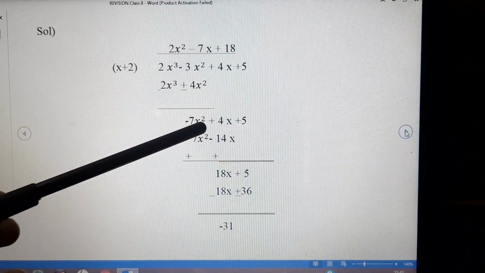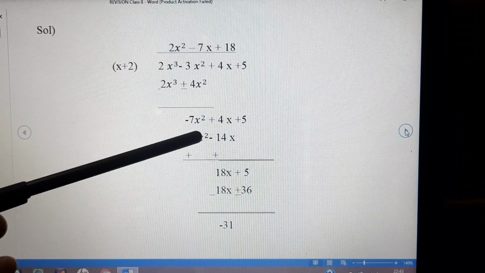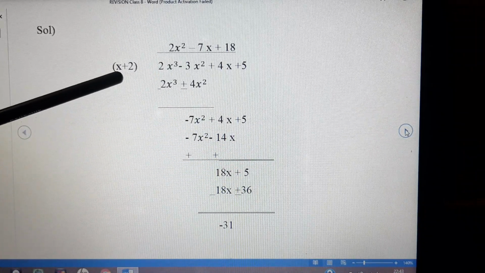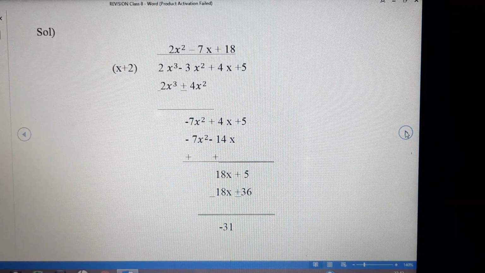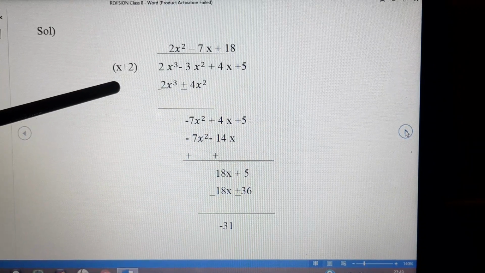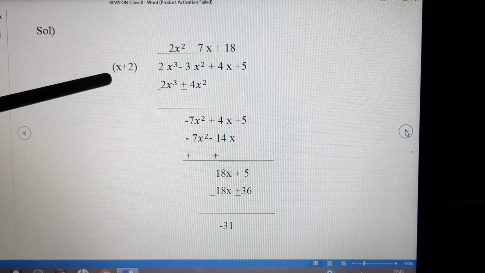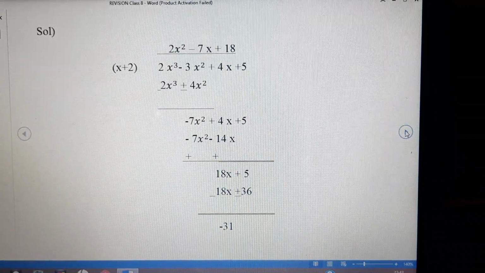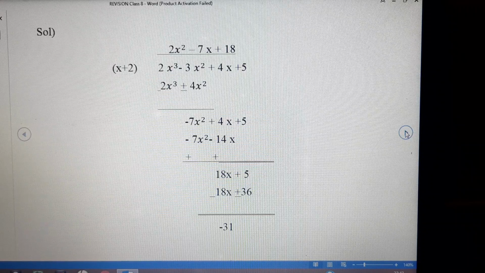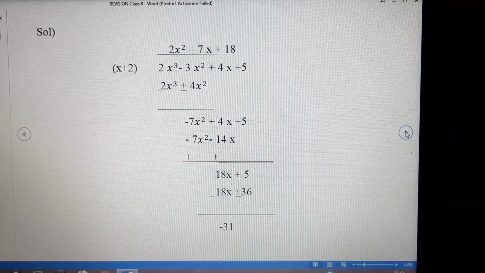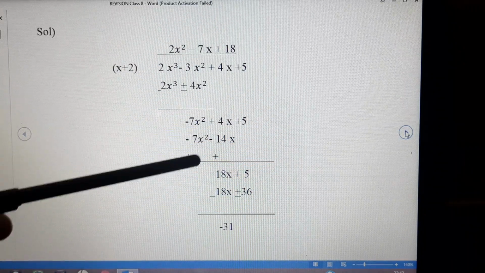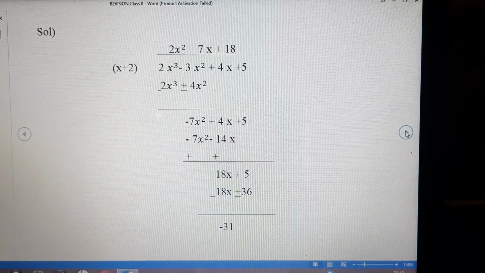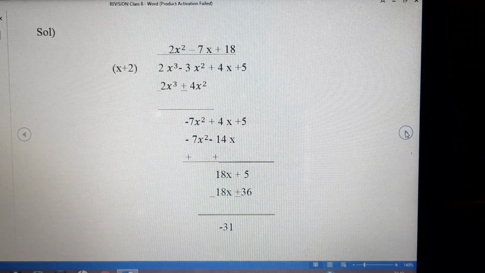We have to look at the first term of the dividend, minus 7x square, and here we have x. So x should be multiplied by what, so that it becomes minus 7x square? So we have to multiply x by minus 7x. Again, minus 7x into the entire bracket. Okay, minus 7x into x plus 2. So if we open the bracket, minus 7x square and minus 14x. So the x square term is written below x square and the x term is written below x. Clear?